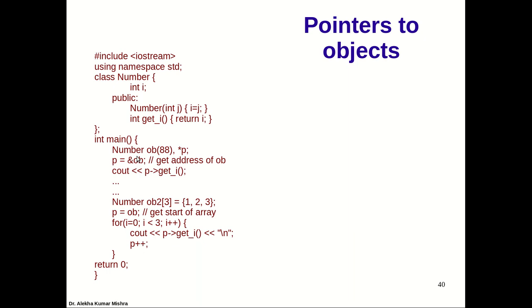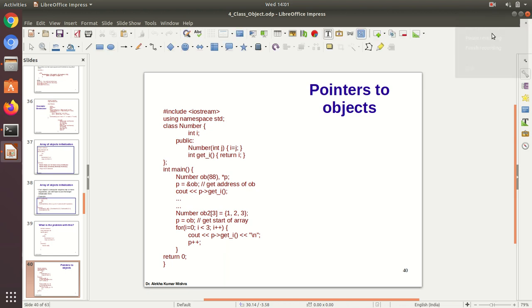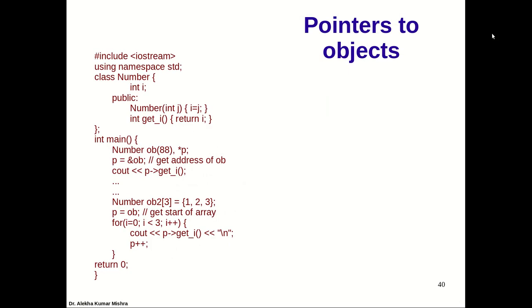You have already handled pointers for structure variables, and I think the process is almost the same here. You can see I have declared a pointer p of type Number. Because I have already created an object ob by invoking the parameterized constructor, I immediately provided p equal to the address of ob. So p is now storing the address of ob. This is how it is assigned.